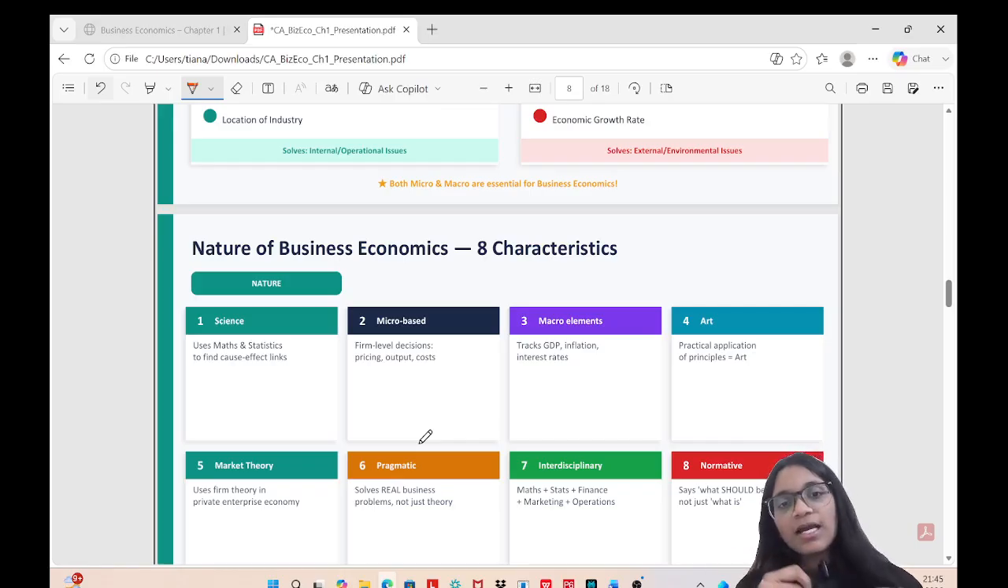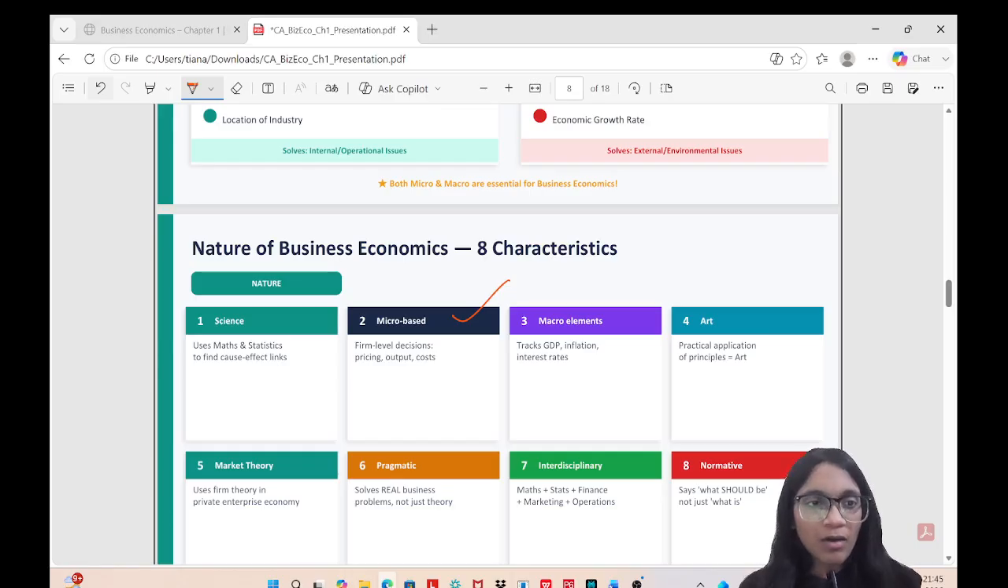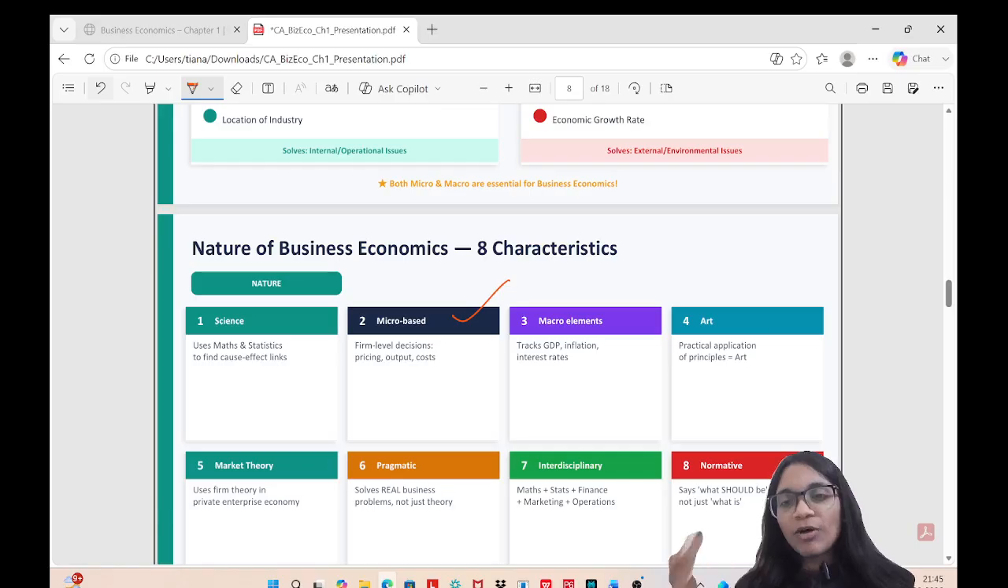Correct? Next one is micro basis. Micro base: firm level base, pricing, internal things, output. What should I produce? Internal thing, right? And the third one is macro: GDP level, inflation, what's happening throughout the economy and everything. Fourth one is art. It's a practical application.